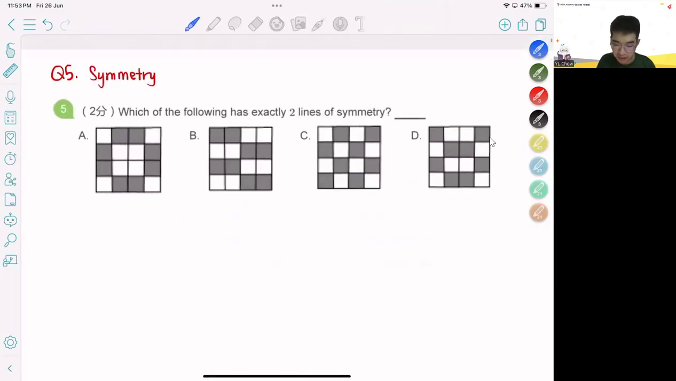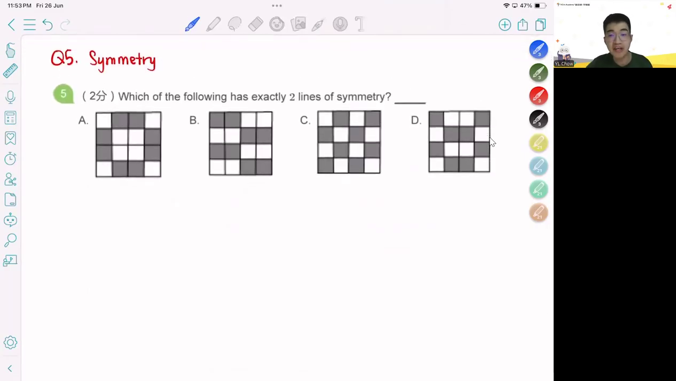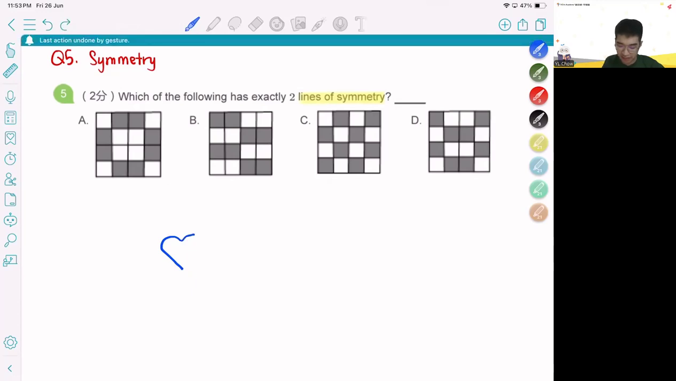All right, so first, let's take a look at question 5. It is asking which of the following has exactly 2 lines of symmetry. So what exactly does lines of symmetry mean? You can imagine you have a shape, for example, a heart shape. Maybe this is not that symmetrical.